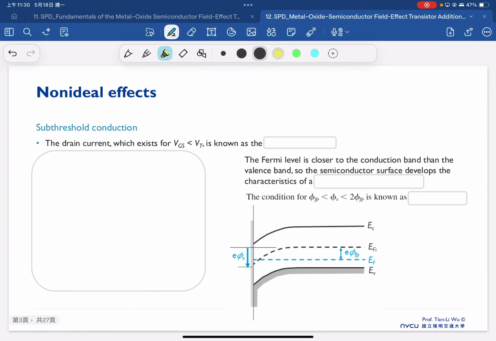So the first one, substrate conduction. In the previous chapter, we only considered that the current will be formed when VGS is larger than VT. But in reality, even when VGS is smaller than VT, there is still a current that we call the substrate current.